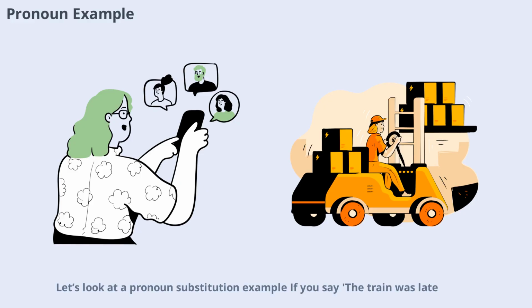Let's look at a pronoun substitution example. If you say, "The train was late, wasn't it?" you're using it instead of repeating "the train." This small change makes your sentence sound more natural and is a key part of forming question tags correctly.